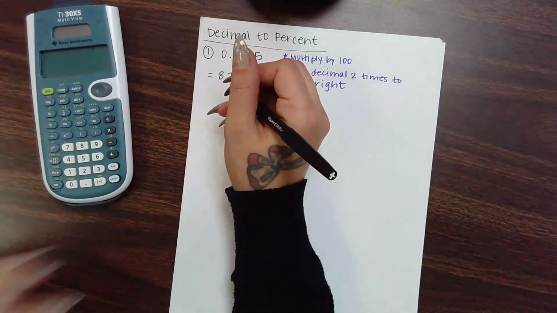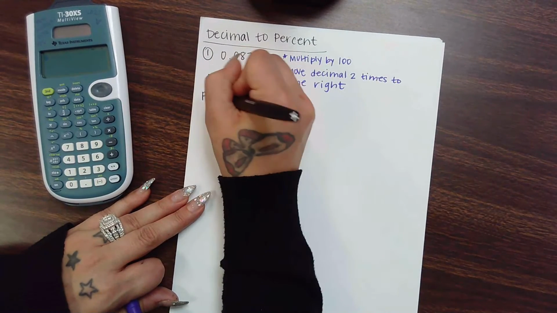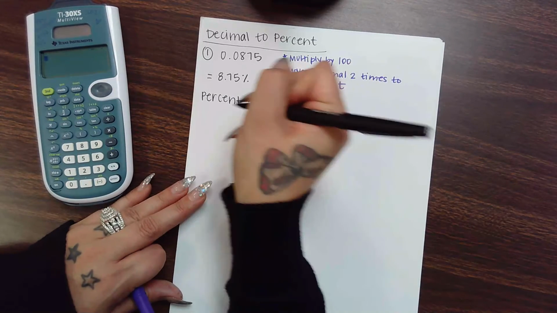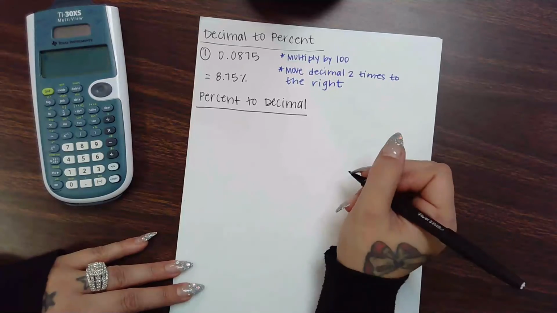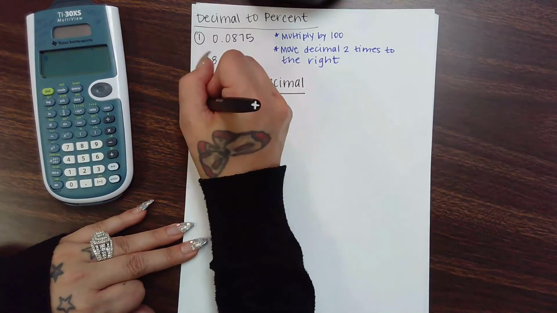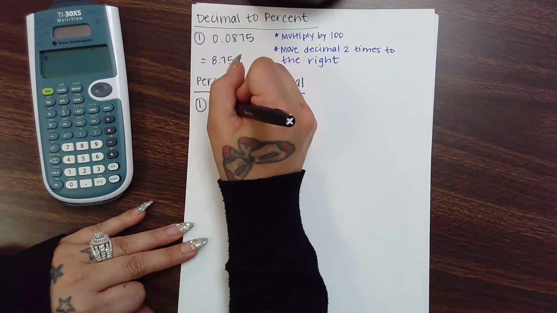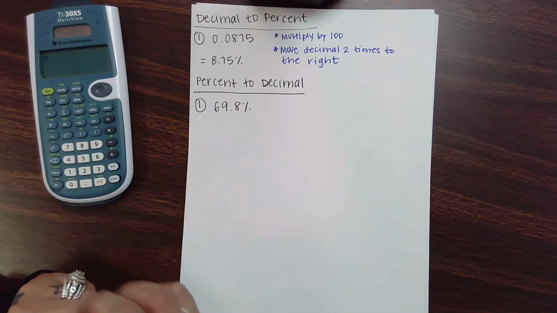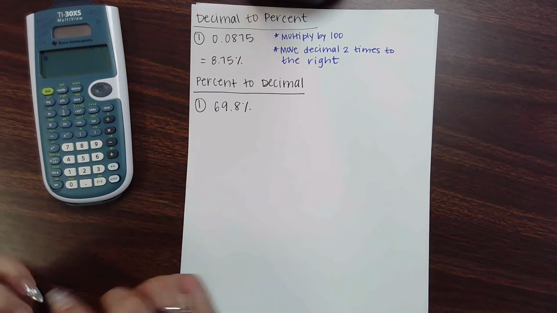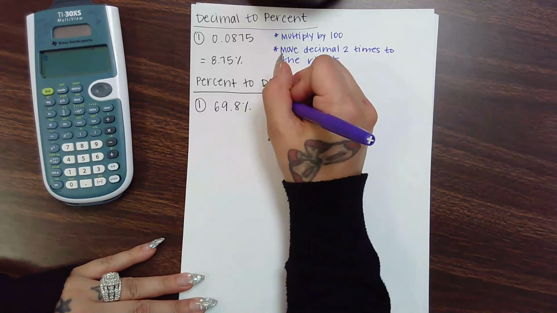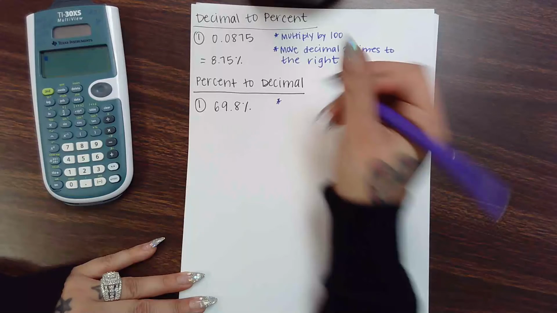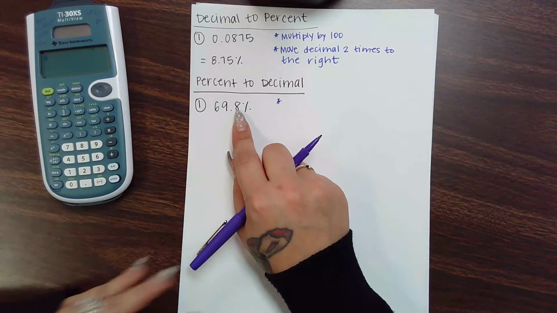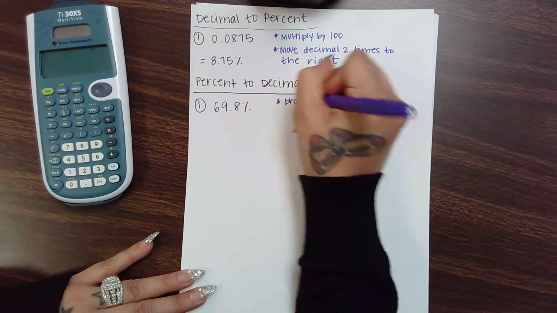Now let's do percent to decimal. Okay, I'm going to do like 2 examples here. For the first example, say we have 69.8%, and it wants us to change this to a decimal. So what I do is, because this is 0.8, all I have to do here is just drop the percent symbol.